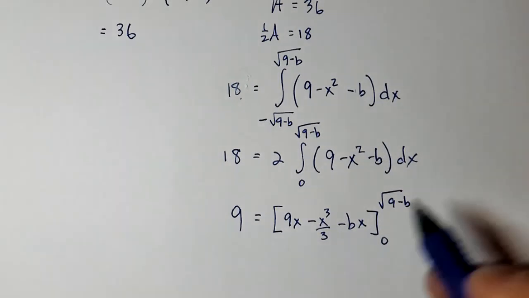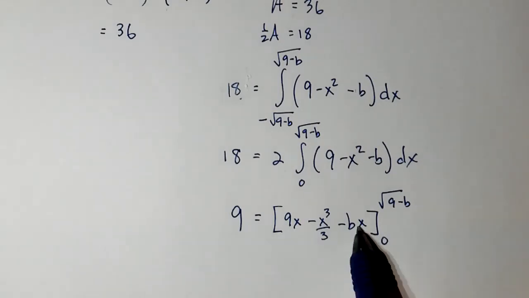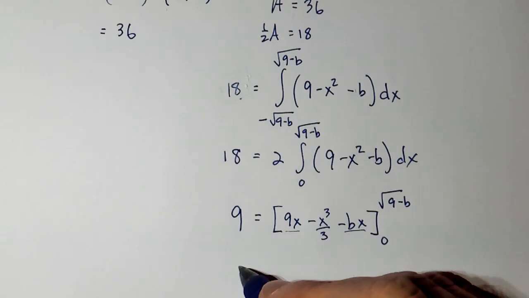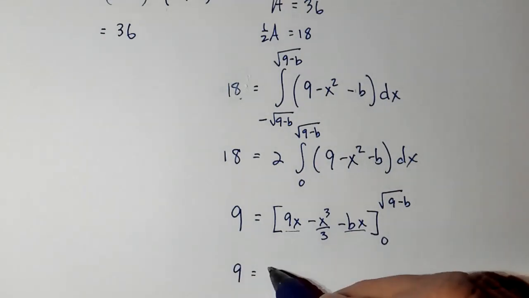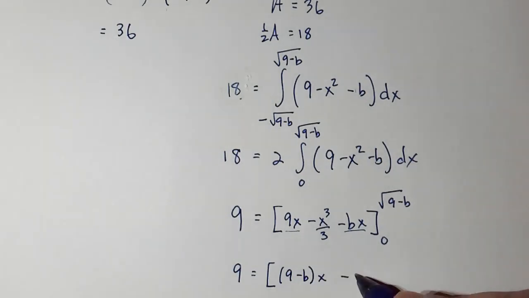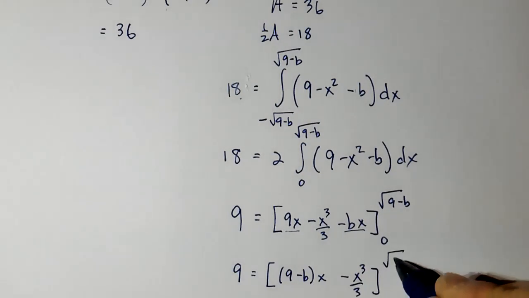And so, we could simplify this. I get right here, I got like terms. So in reality, before I plug it in, I could say this is going to be 9 minus b times x minus x cubed over 3 from square root of 9 minus b and 0. Do you have to do that? No, but it might make it a little bit easier.